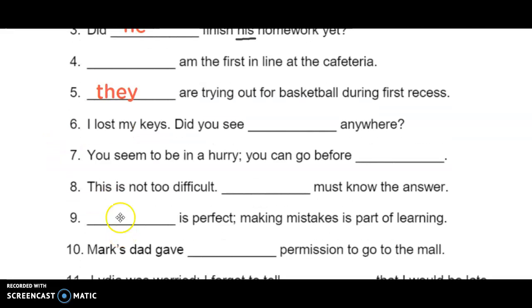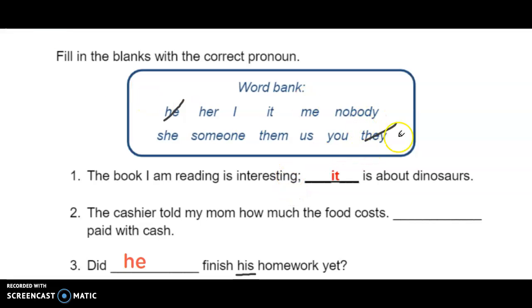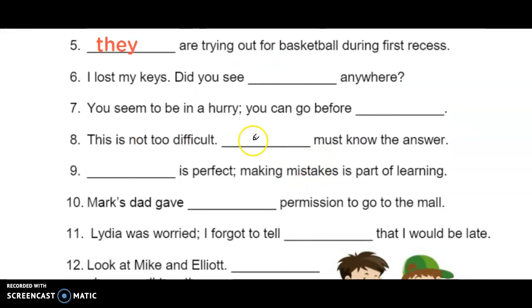Number 7. You seem to be in a hurry. Can you go before blank? So think about people in a line. You seem to be in a hurry. You can go before blank. They're talking about themselves. So you can go before me. Type in me. You can go before me.